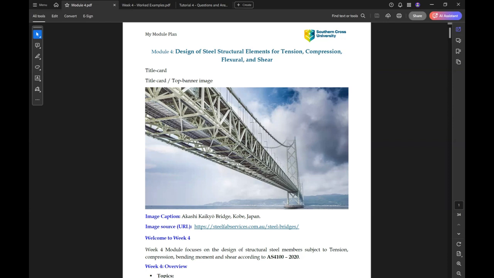Okay, so today we have our fourth module. Module 4. We will be talking about the design of steel members or steel elements for tension, compression, flexure, or shear. So there are four types of member: member under tension, member under compression, member under flexure, member under shear. Each type of applied action has a different procedure in the Australian standard.